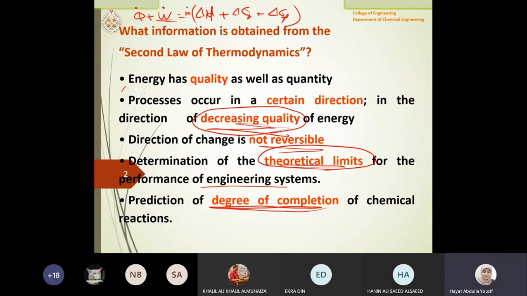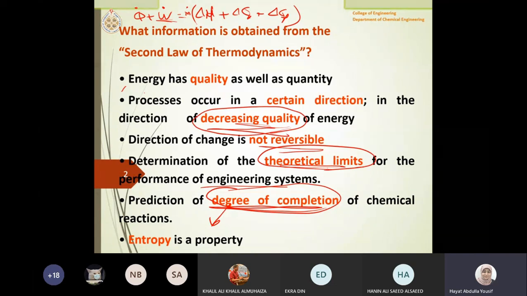By calculating the heat and calculating, this is called degree of completion. And actually this will take us to another property, and this property is called entropy. Okay? Entropy is one of the properties that when you calculate, you will tell whether the reaction proceeds or not.